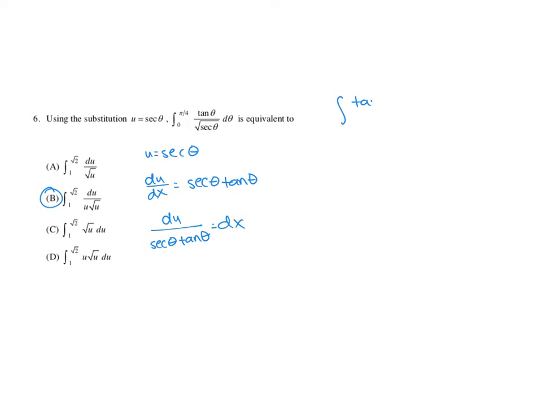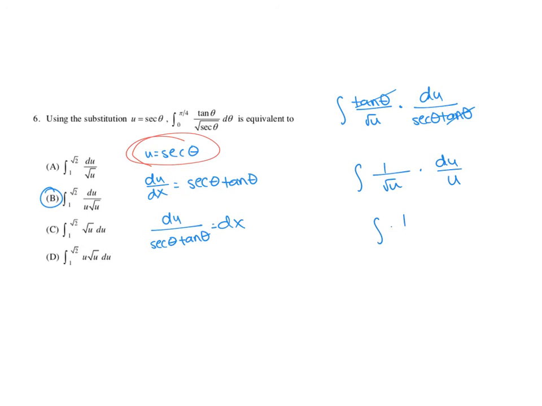So I'm going to have tan theta over root u times du over secant tan. The tan simplifies, but we have a leftover secant, and we saw this on an earlier problem. The leftover secant, we know over here that secant is equal to u, so we make another substitution. So now I have 1 over root u times du over u, which is going to give us the 1 over u root u that we see in the answer.